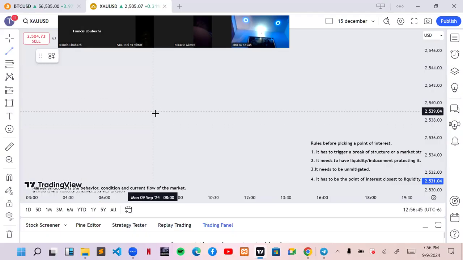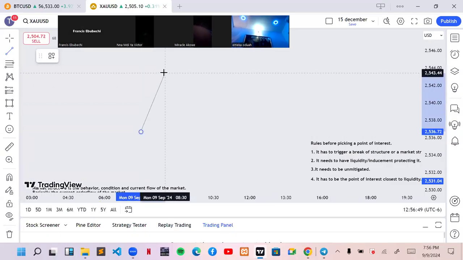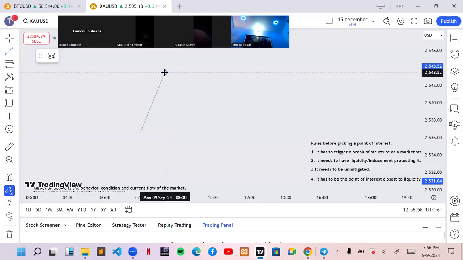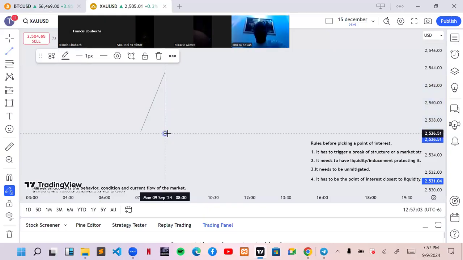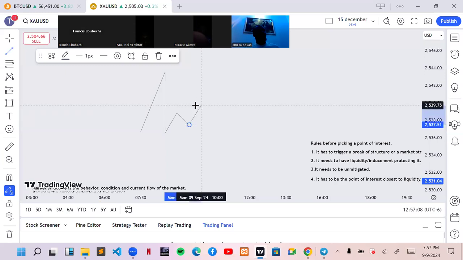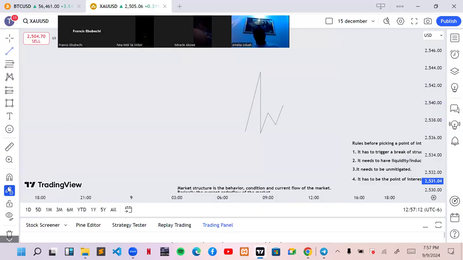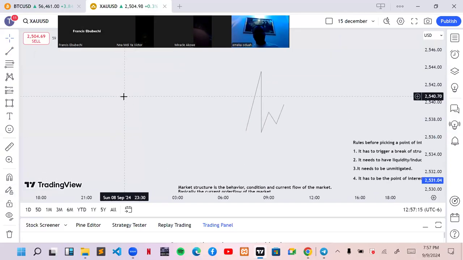Now let's say the market was on a downtrend before, and the market was making, for example, this. So this is a resistance level. The market is doing this: higher highs, higher lows, higher highs. Actually, this is fine.